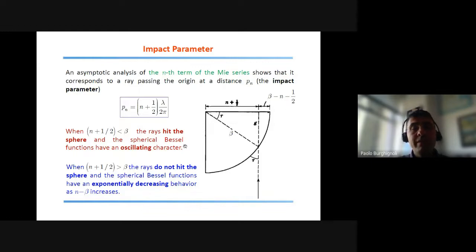Whereas when the rays do not hit the sphere, so their index is so large that n plus 1/2 is larger than beta, the behavior of these same Bessel functions is exponentially decreasing as a function of n minus beta, and therefore their contribution is less and less important. So basically, the most important terms of the Mie series are those that correspond to rays that physically impact on the sphere, as one would expect on a physical ground.